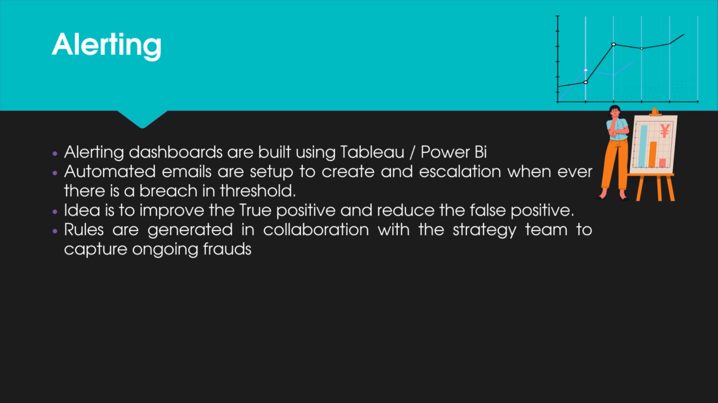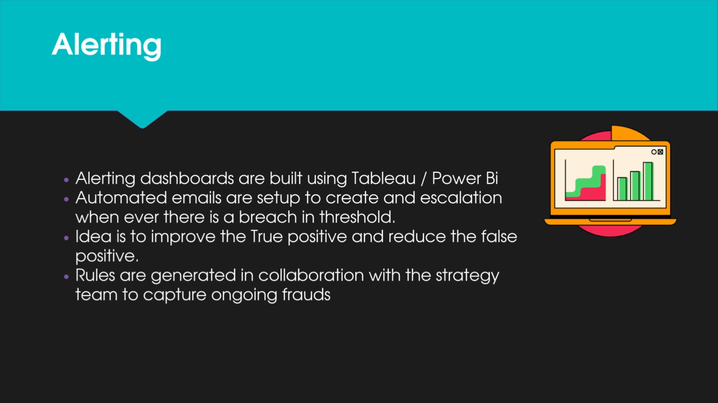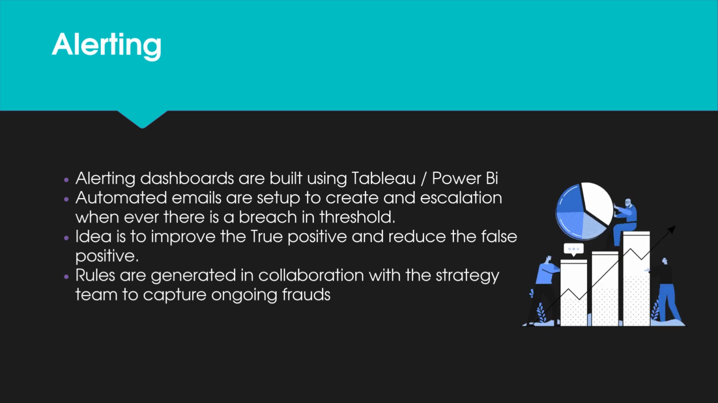Once these alerts are generated, they are reviewed by another level of analysts who perform a deeper dive into the data. The ultimate goal is to improve true positives, catching actual frauds while reducing false positives where non-fraudulent transactions are mistakenly flagged. In collaboration with the strategy team, fraud analysts generate rules to capture ongoing frauds. These rules are then incorporated into dashboards to automate alerting and capture suspicious activity.